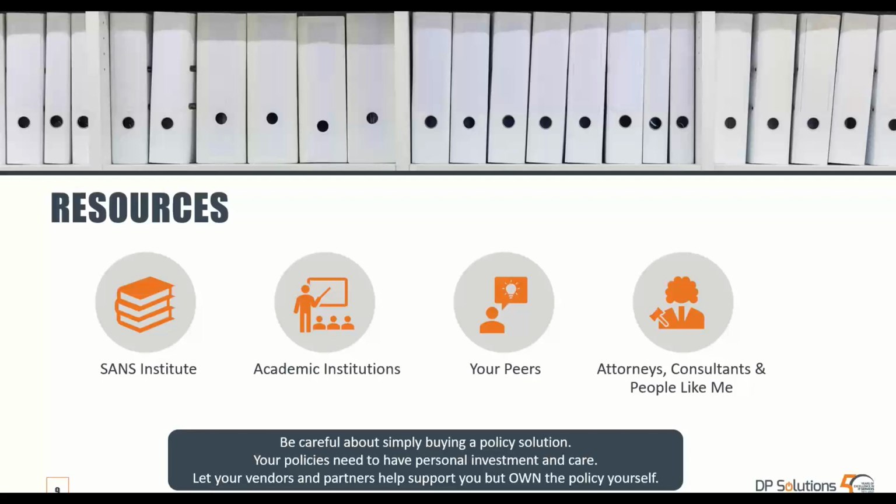There's also attorneys, consultants, and people like me. If your policies are getting really serious and you're concerned about whether they'll be acceptable in a court of law, that's when you need to get real lawyers who have experience with specific policy management. There are also consultants out there who maybe that's all they do is help write policy.